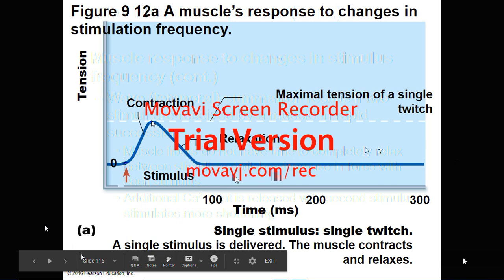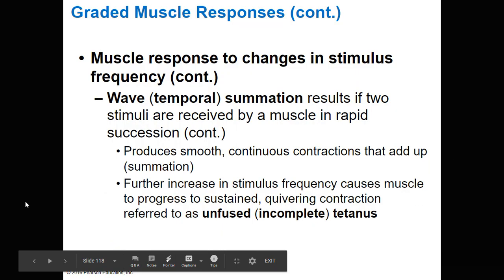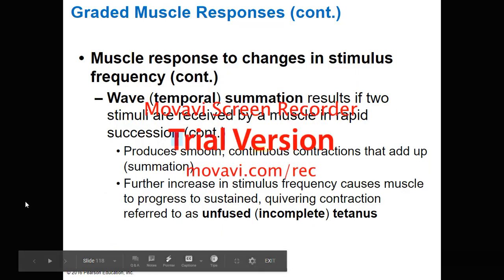You continue this if you keep adding stimulus. If you keep increasing the frequency of these stimuli, it's going to produce smooth, continuous contractions that add up. They're going to sum up. And if you continue the stimulus, it's going to become a sustained quivering contraction referred to as an unfused tetanus.